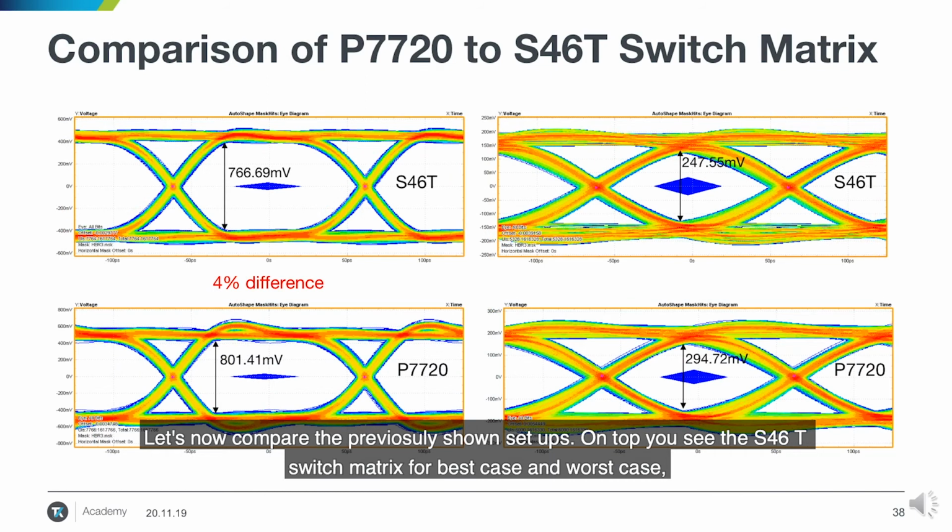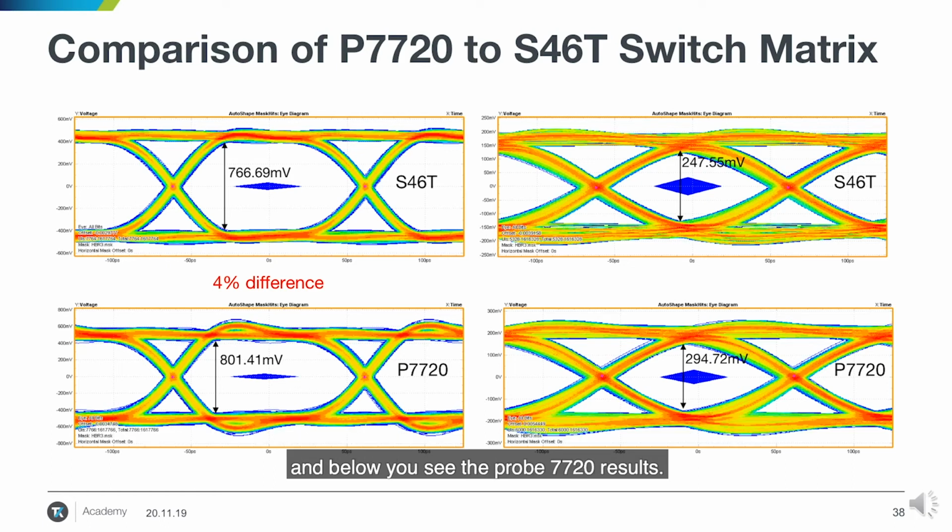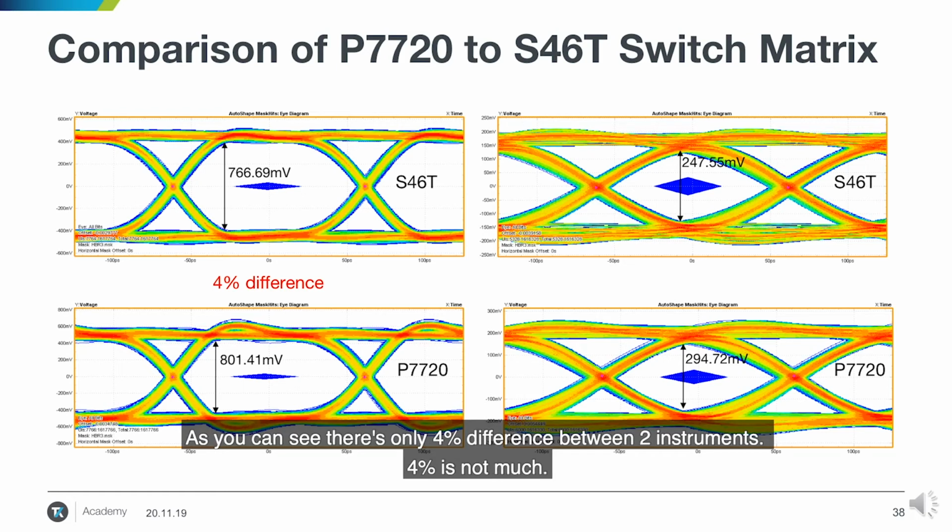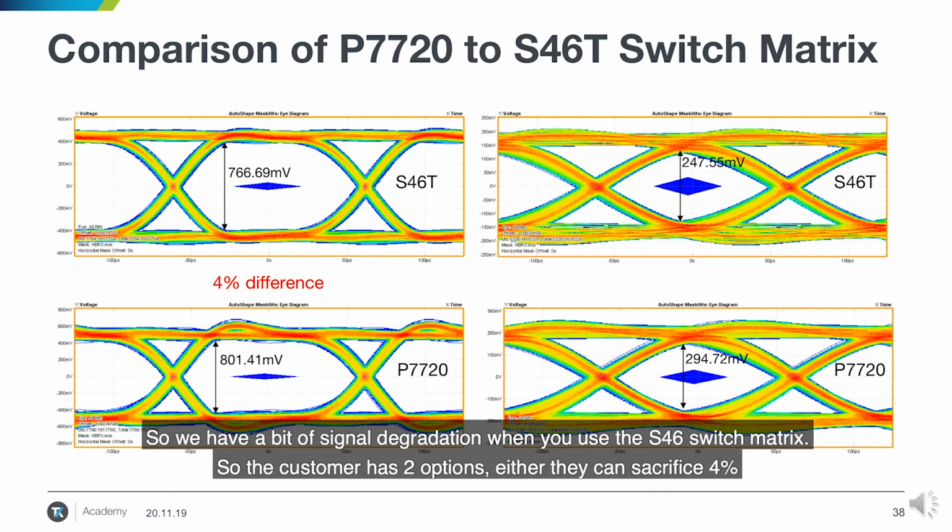Let's now compare the previously shown setups. On top you see the S46 switch matrix eye diagrams for best case and worst case, and below you see the probe 7720 results. As you can see, there is only a 4% difference between the two instruments. 4% is not much. So we have a bit of signal degradation when you use the S46 switch matrix.